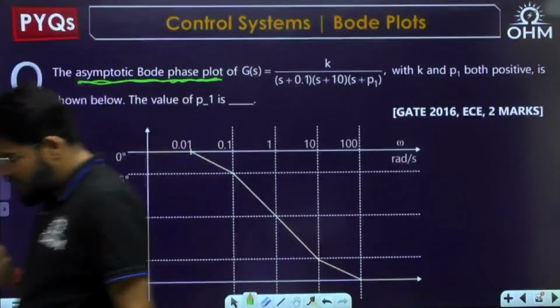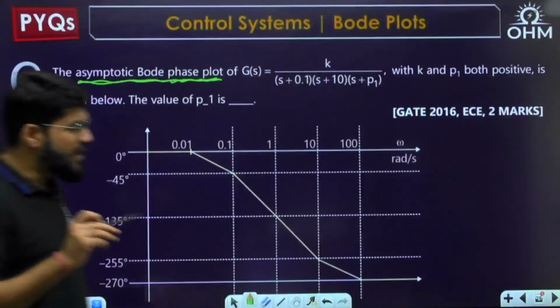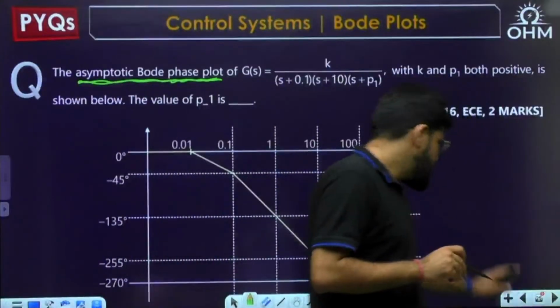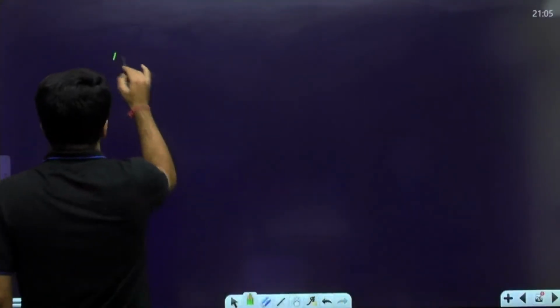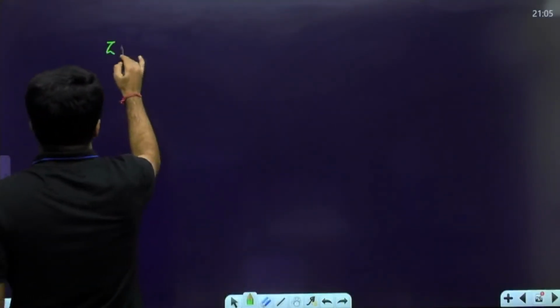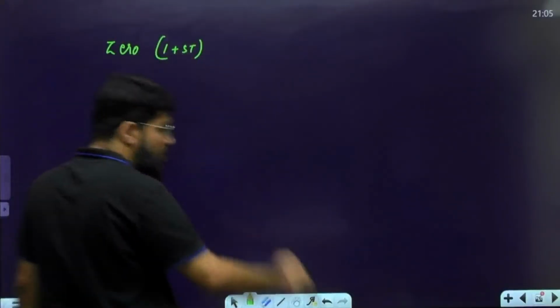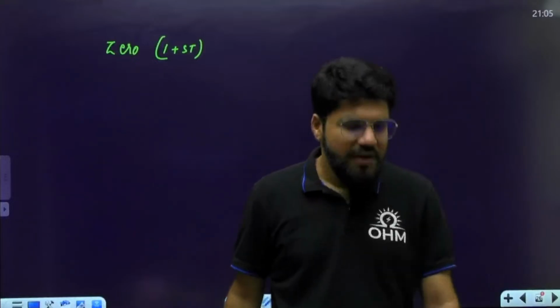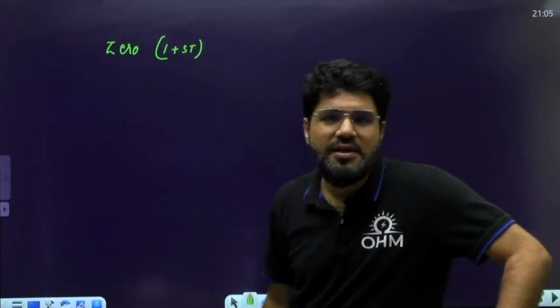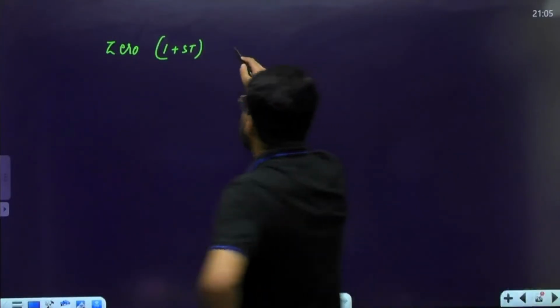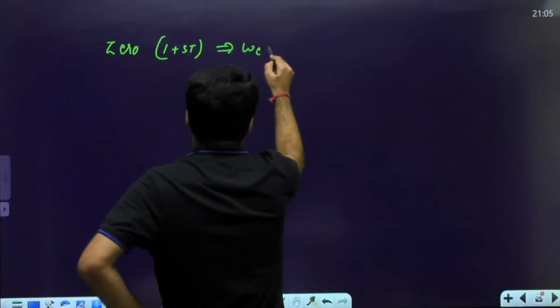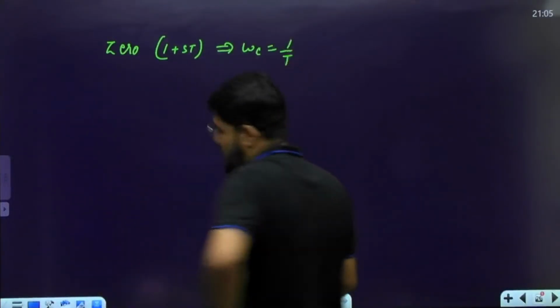Now dear, let me explain to you first the important points here. Whenever you have a zero term, that is 1 plus st, what happens? The corner frequency due to this term is 1 by t.